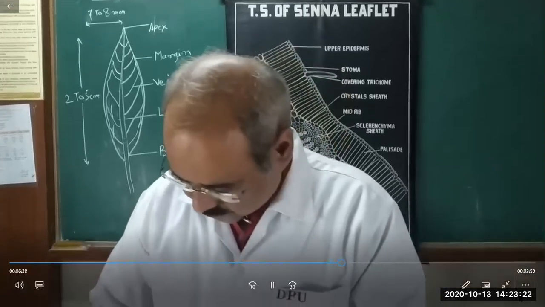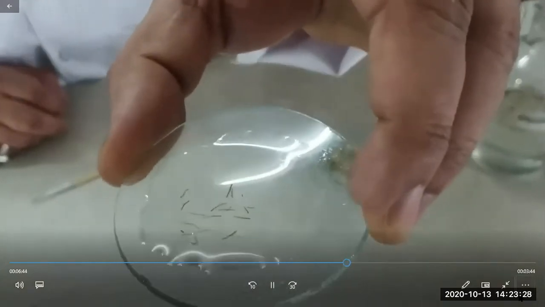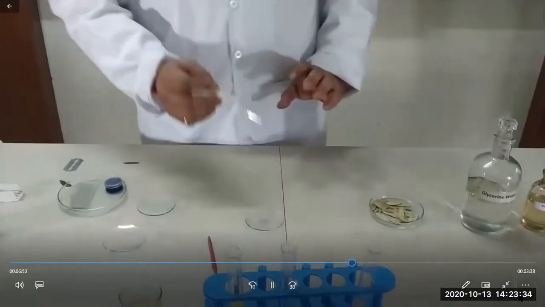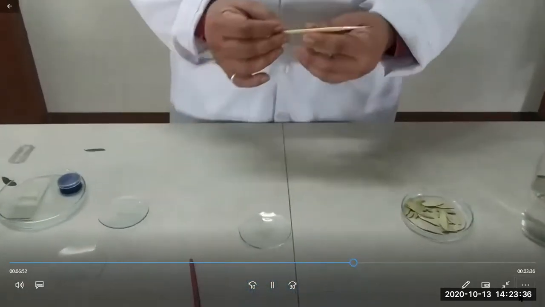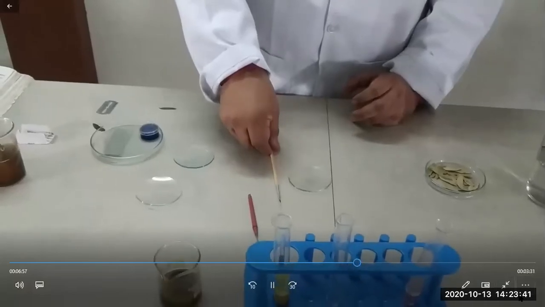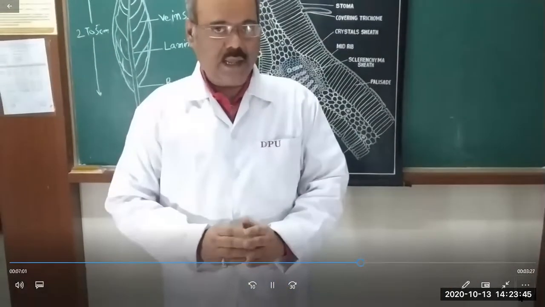So these are fine thin sections of the senna leaf. In the last practical, I showed you the mounting technique. In the same way, you have to take the section, mount it on the slide, and see it under the microscope. So this was about the section cutting of the senna leaf.